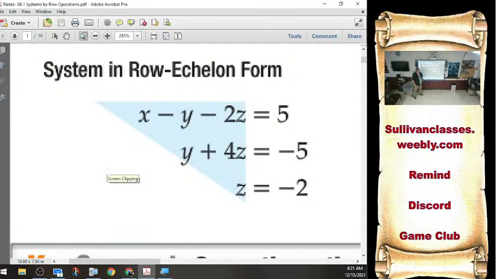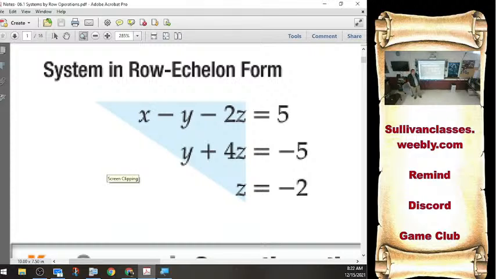So, first bit of vocabulary, this is called row echelon form. Do you know what the word echelon means? You ever heard it before? Something being upper echelon. Echelon just means rank. Something that is upper echelon is of the higher rank. Means it's higher tier. S tier. Okay?